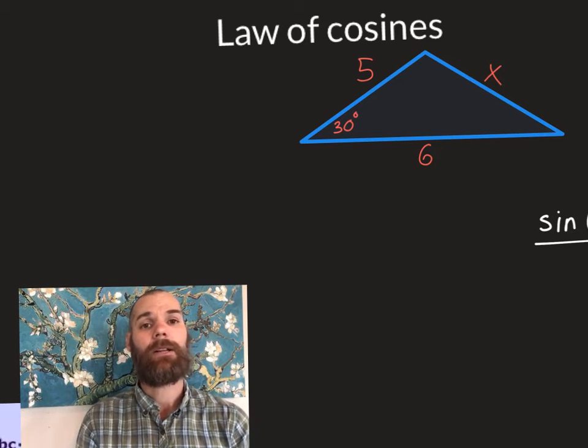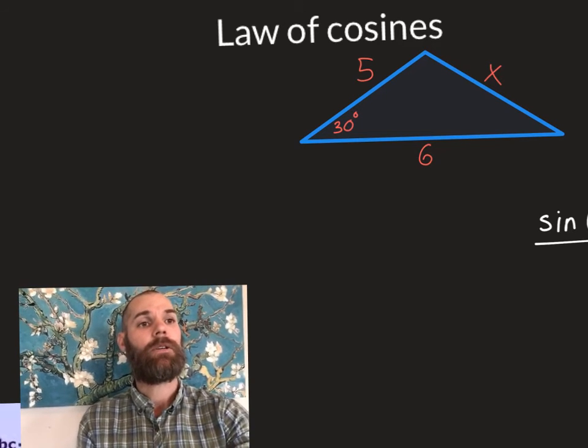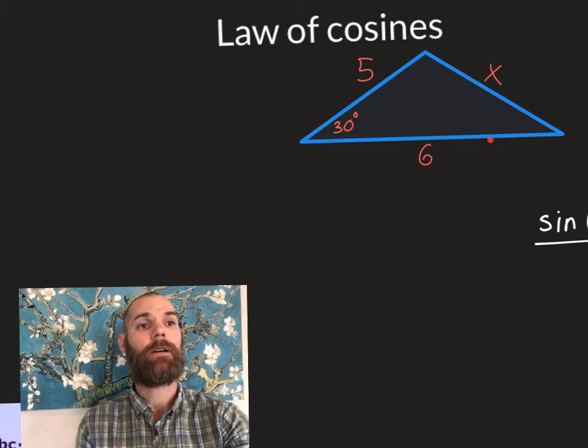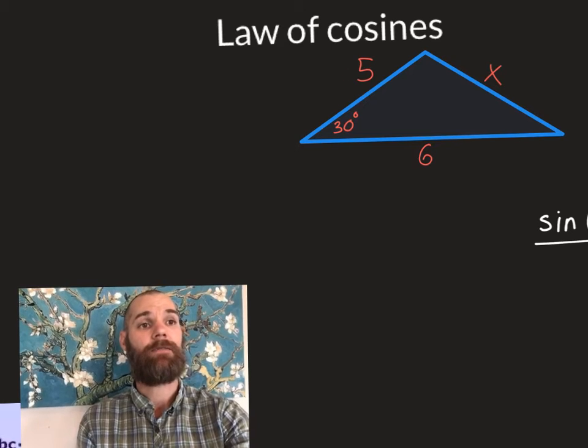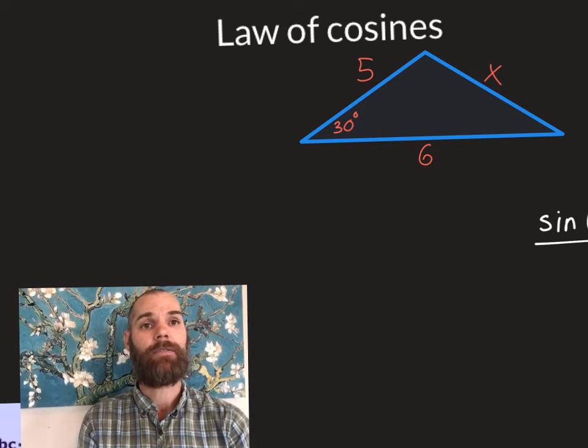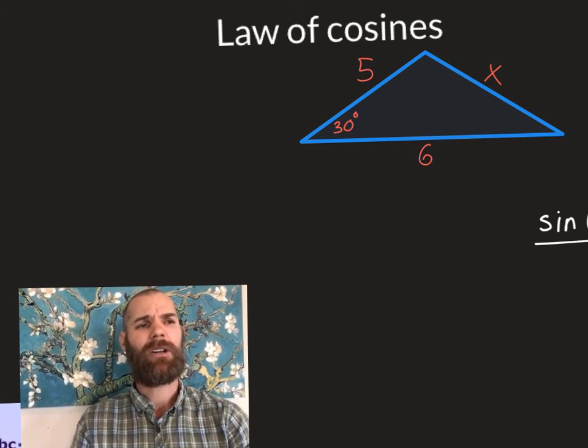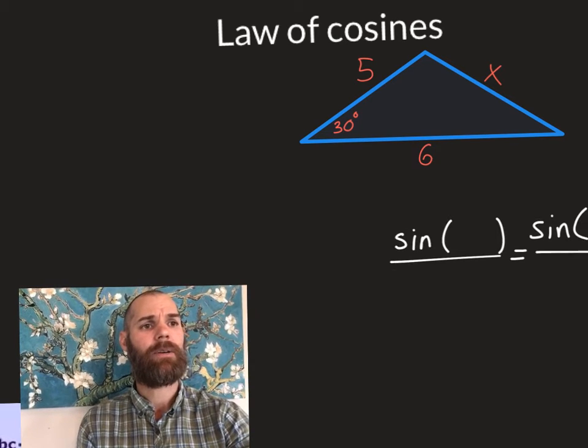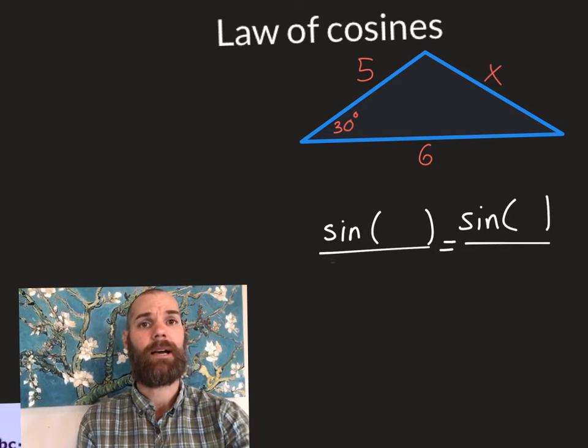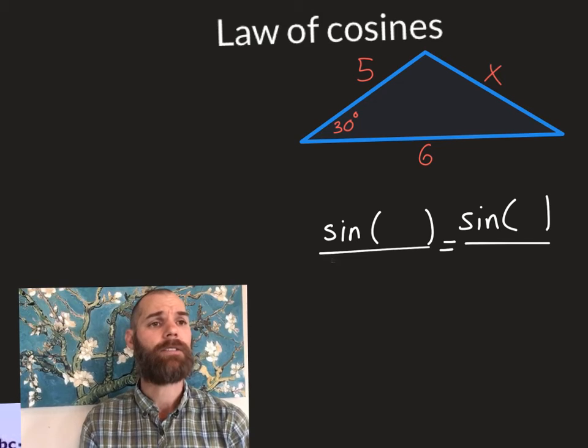Let's go ahead and take a look at this example here. So here we have this triangle up here. I know I have a side of 5, a side of 6, and an angle of 30 degrees. So there's no 90-degree angles. I can't use SOHCAHTOA, but let's try to use law of sines. So I'm going to bring out my skeleton here for law of sines.